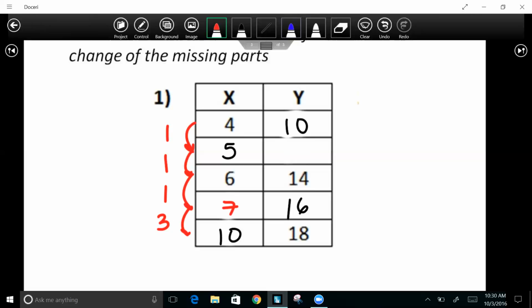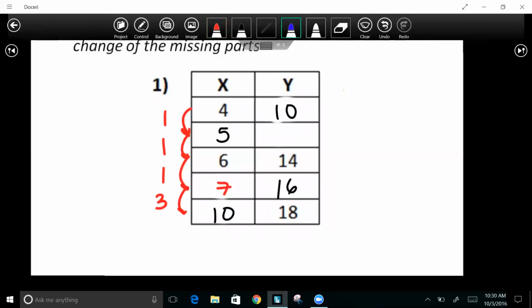What about for my y's? What am I increasing by? Can I use the first two? No, so I have to skip that one. And we're going to go 14 and 16 is done by, 16 and 18 is done by. So I know that our rate of change should be plus 2.